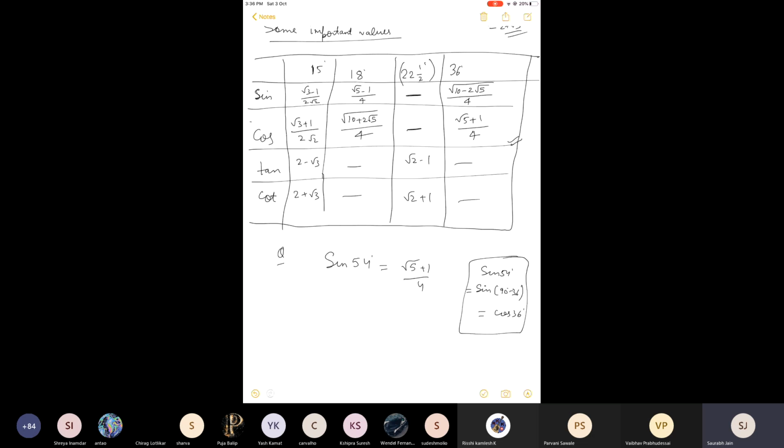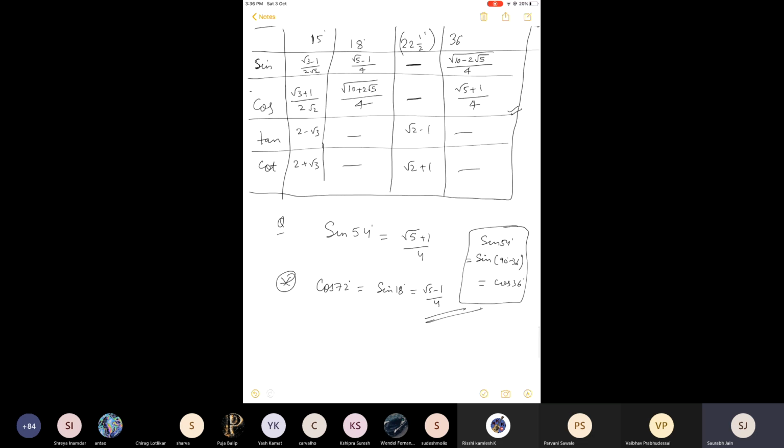So 54 and 72 I have not written here, but please remember they can be calculated from 18 and 36 using the reduction formula. Just like cos 72 degree, if someone asks this value, then using the reduction formula you can change it into sine of 18 degree, and we have this value as root 5 minus 1 by 4. Remember this thing, all right? 54, 72 can also be there in the question.